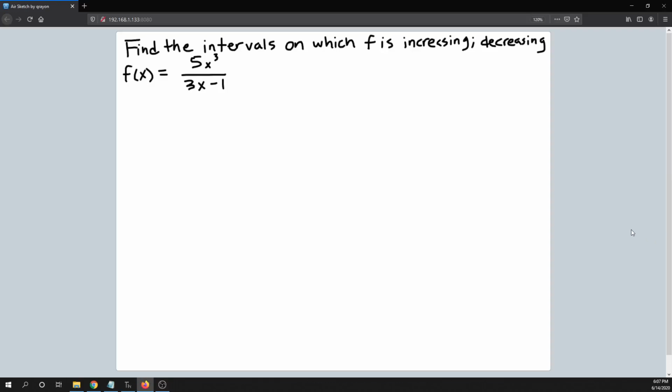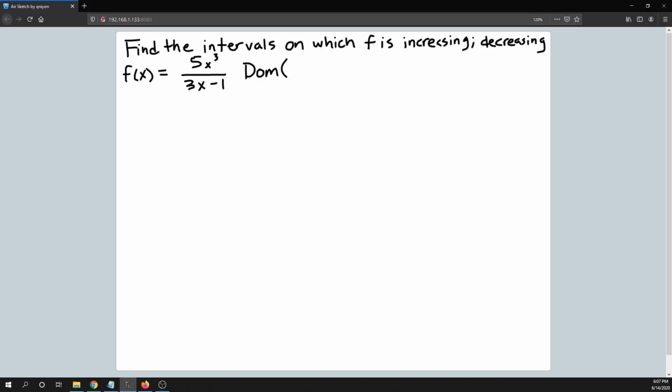All right, in this video, we are going to find the intervals on which a function is increasing and then decreasing. Our function is f of x equals 5x cubed divided by 3x minus 1. So the very first thing that you want to do in this kind of problem is to find what the domain of f is. This is a rational function.